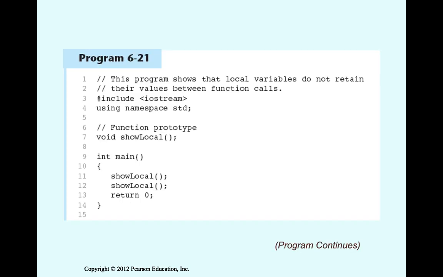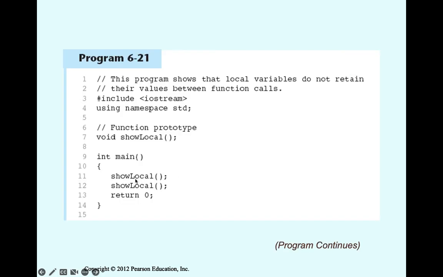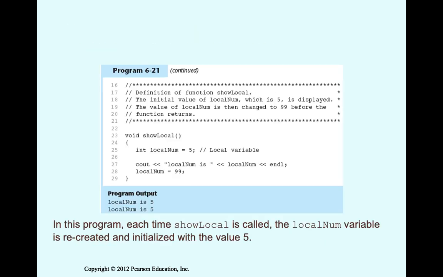Let's take an example. We have a main function. We are calling some other function called show local 2 times. When we call show local, it defines local number as 5, and then it prints this number 5. After that, it gives 99 to this number. So when we call it, it gives it 5 and then prints it, so 5 will be printed. Next time you call it, it prints 5, even though in the last call it was changed to 99. So this will not be changed because this local variable was destroyed after the first call.